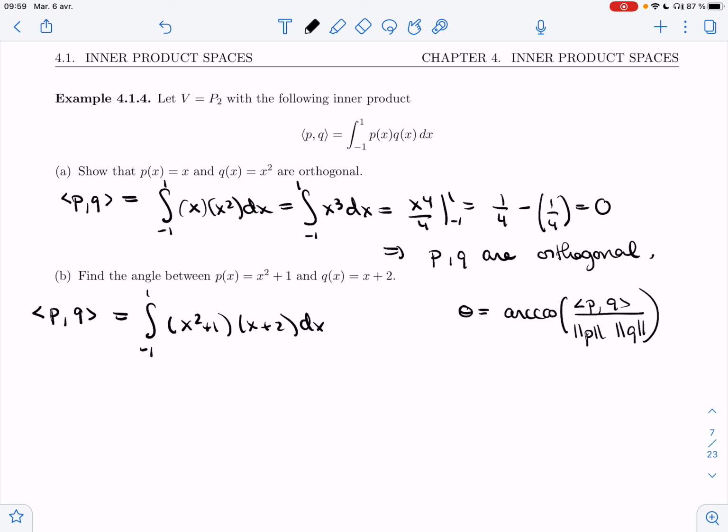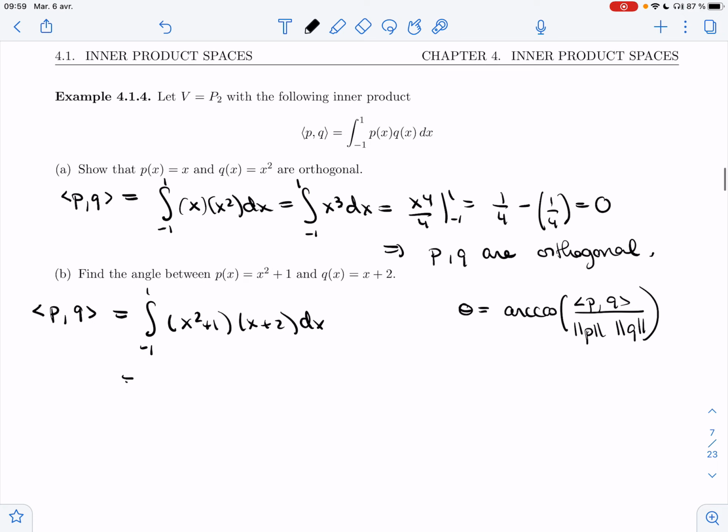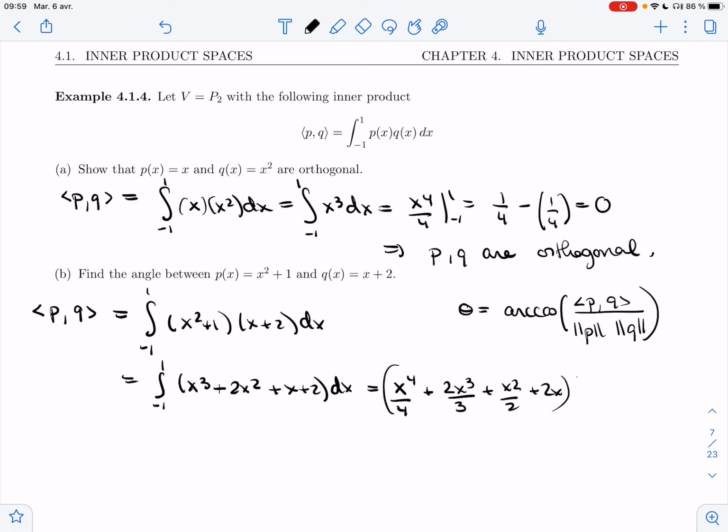All right, so we expand it. I got x cubed plus 2x squared plus x plus 2. Then you integrate it, you get x^4 over 4 plus 2x cubed over 3 plus x squared over 2 plus 2x, and I'm going to plug in -1 and 1. I actually already computed it, so let's use my computation. I got 16/3.